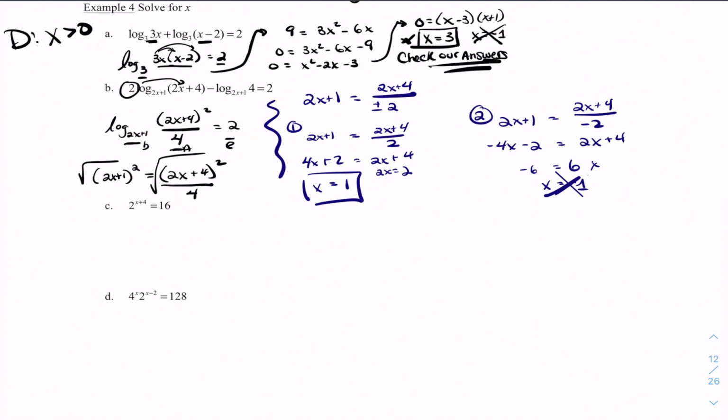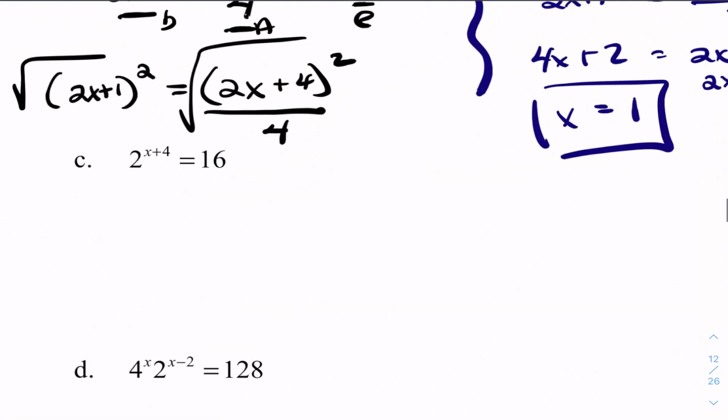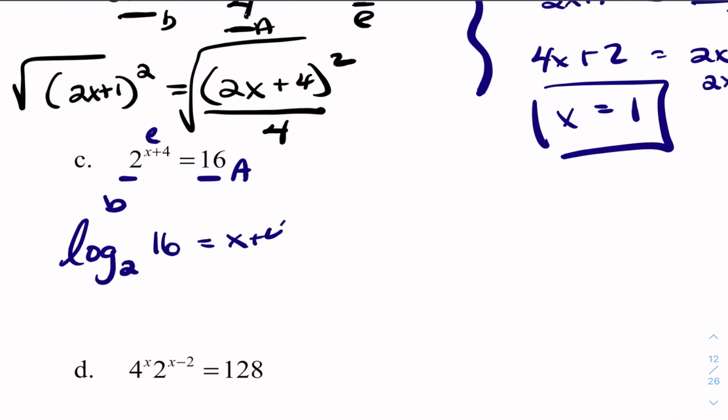Last two are exponential functions. I can go two ways: log both sides, or switch it to logarithmic form, or get the exponents the same. I'm going to show you how to do it just by switching it to logarithmic form. So we'd have log base 2, base, exponent, answer: base to the answer equals exponent. Now we know log base 2 of 16 is equal to 4. So we have x plus 4 is equal to 4, or x equals 0.